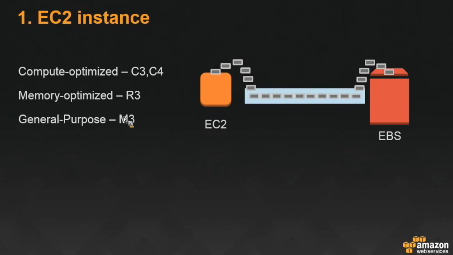If you launch a T2 micro and then attach a 20,000 IOPS, 10 terabyte EBS volume to it, it's not likely to be able to drive enough I/O to that volume because it's a very small instance against a very large volume. So it's important to right size your instance, not only for the workload that's going to be running on it, but also for the amount of EBS that you want to have it accessing.